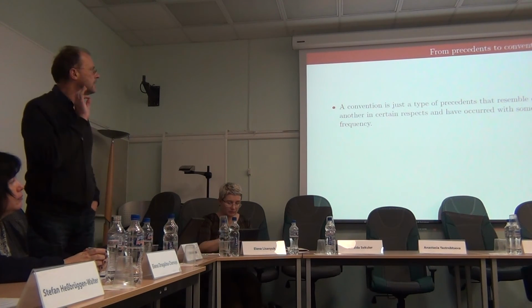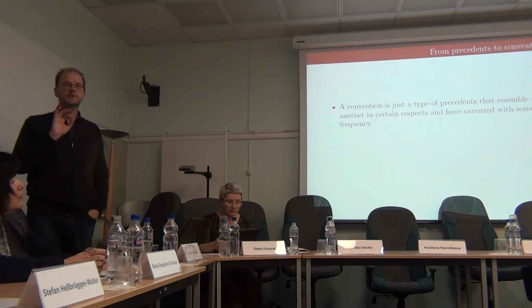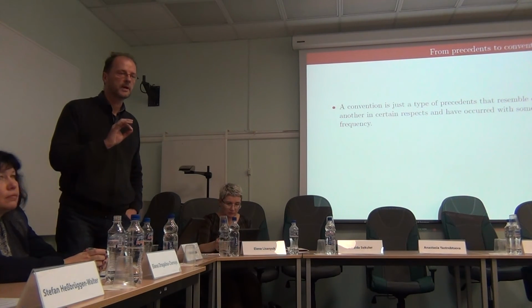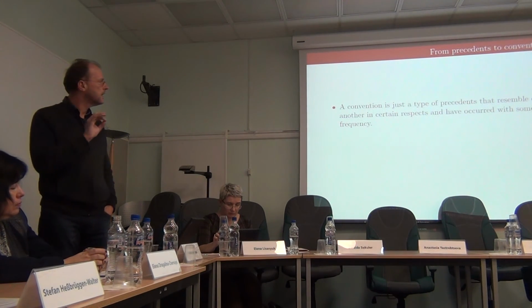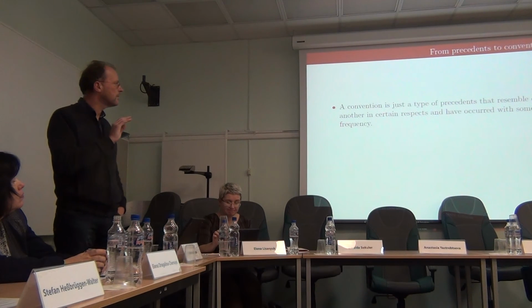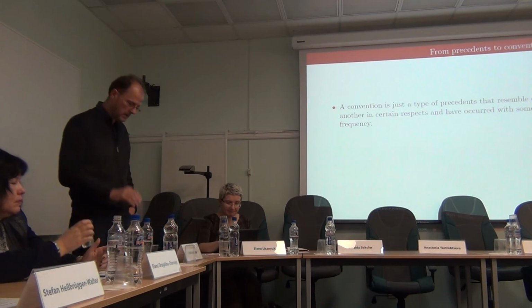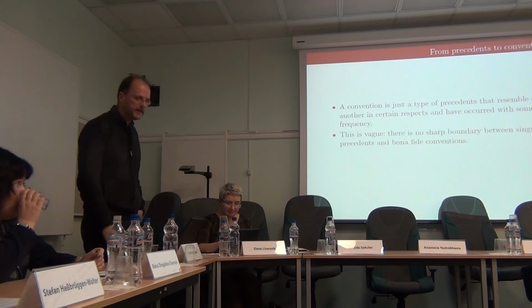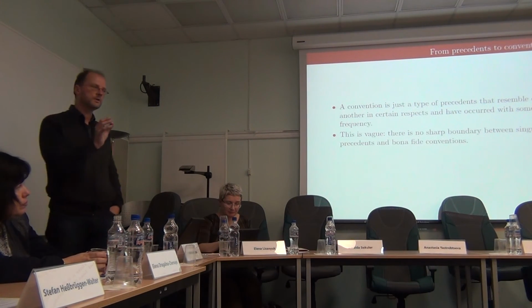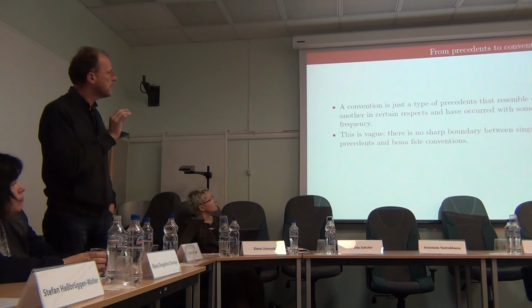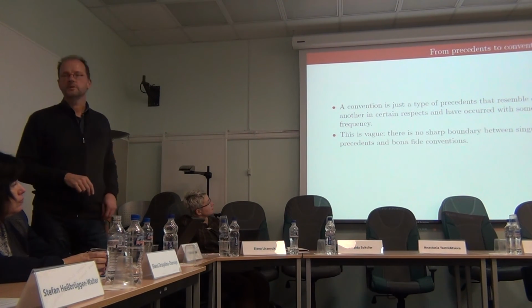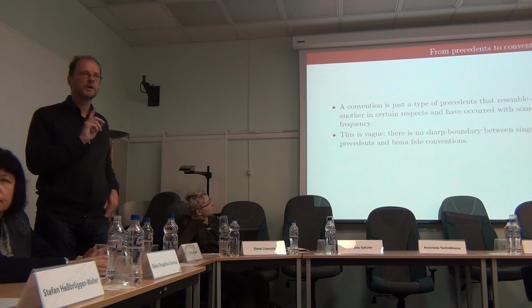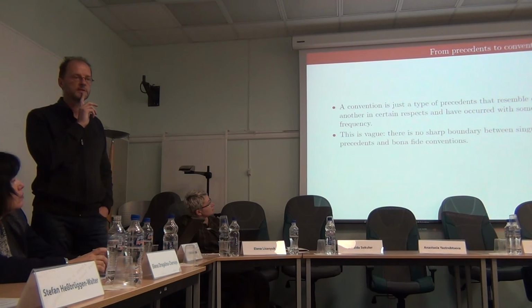Right, so a convention on this account is just a type of precedents that resemble each other in certain ways. But that's already implied if you say it's a type, and these precedents must have occurred with at least some frequency. This is deliberately vague, because I think the notion of convention is vague, because there is no sharp boundary between singular precedents and real conventions. So that's one of the ways in which the notion of convention is vague, I believe.